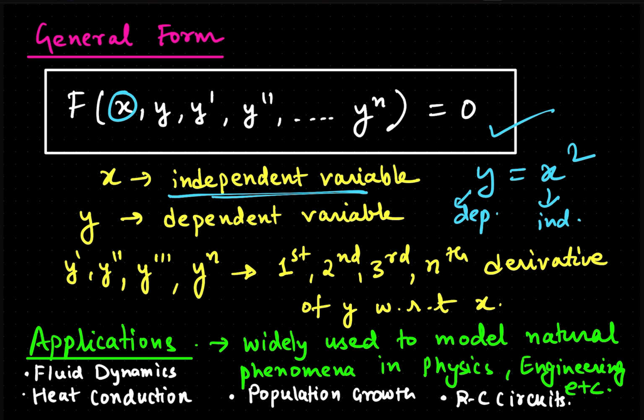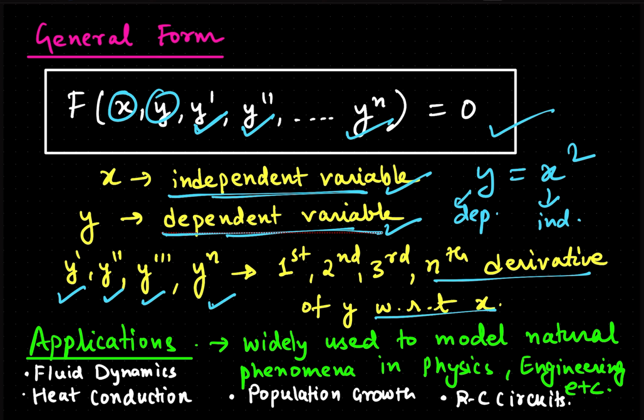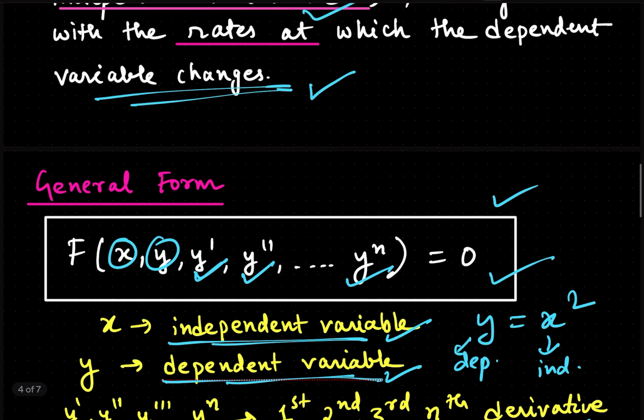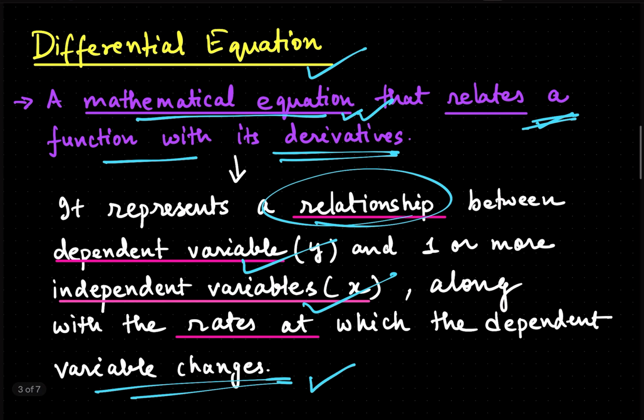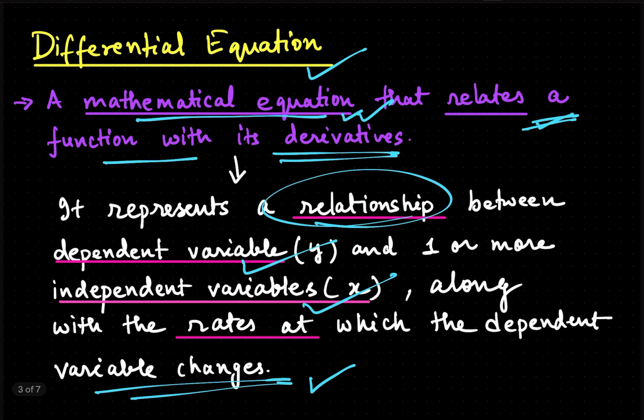So here you will have an independent variable, a dependent variable, as well as the derivatives like the first derivative, second derivative, then the nth derivative. You can see the first, second, third, similarly the nth derivative of y with respect to x. These types of equations are called differential equations. So now you will be more clear: a mathematical equation that relates a function with its derivatives.